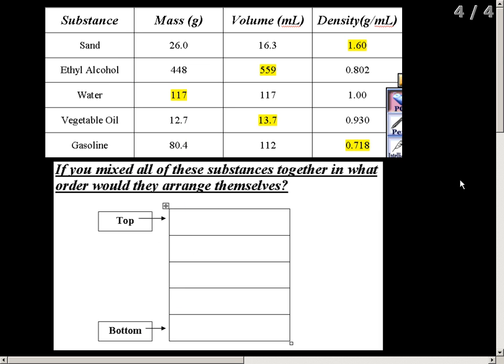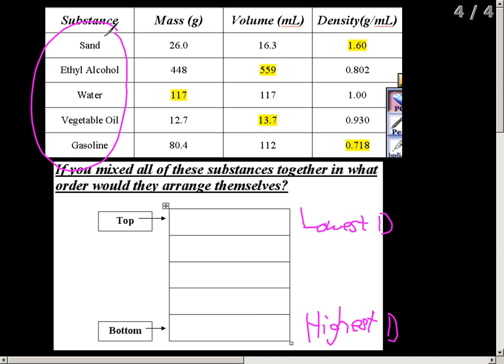Density not only dictates the amount of mass something has per volume, it also tells us how things will arrange themselves when mixed together. It always works this way. The one with the lowest density is at the top, and the highest is always at the bottom. So given my chart up here, these substances when mixed together would arrange themselves with the highest density on the bottom and the lowest density at the top.